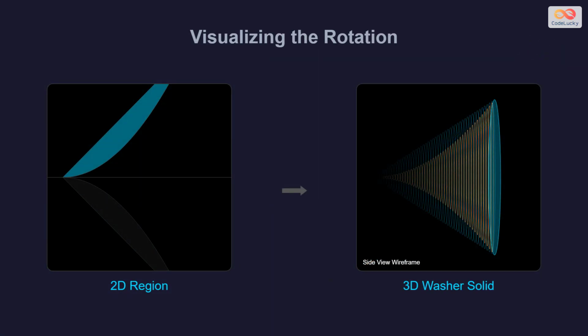Visualizing the rotation helps avoid mistakes. When we spin this region around the x-axis, the line y equals x is further away, forming the outside of our funnel shape. The parabola y equals x squared is closer to the axis, forming the curved inner wall of the funnel. This creates a solid with a hollow center.